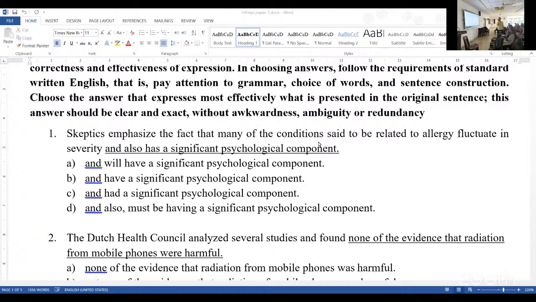The subject can be identified when you question the verb. When you question the main verb, you can identify the subject. So here, if you see, many of the conditions said to be related to allergy fluctuate in severity and also has a significant psychological component. Here we have only have as the main verb and the helping verb.